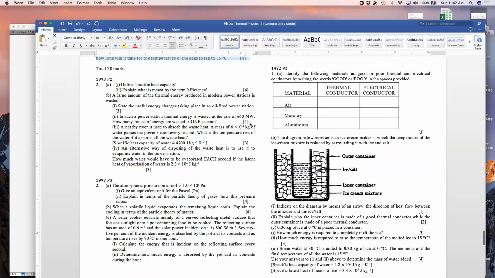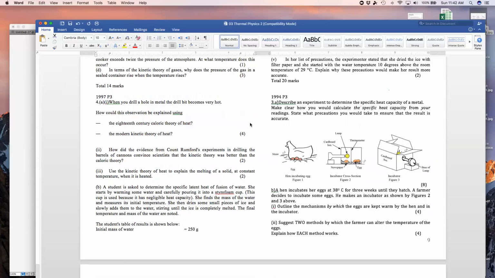Well, I'll go on to the next type of questions I consider. Let's talk about this very quickly. This is the 1997 question. When you drill a hole in a metal, the drill bit becomes very hot. How could you explain this observation using the caloric theory?